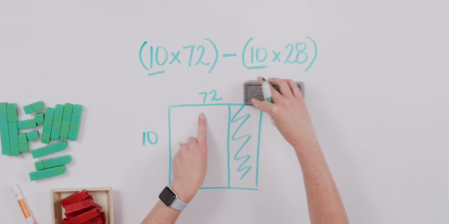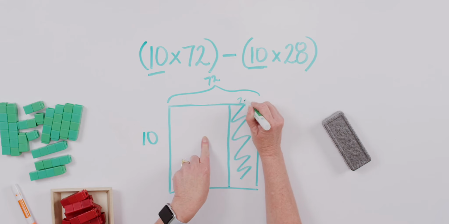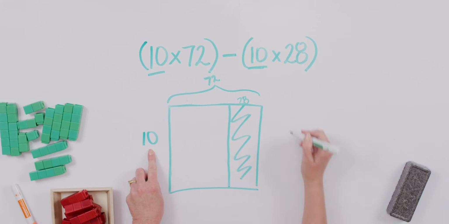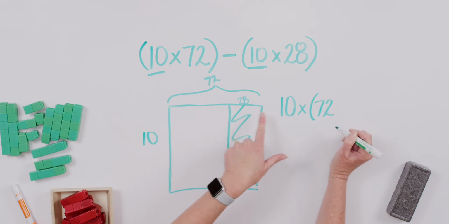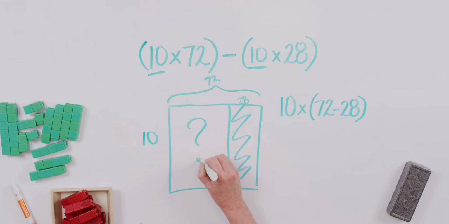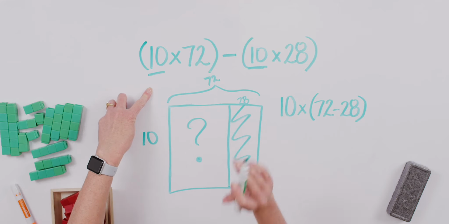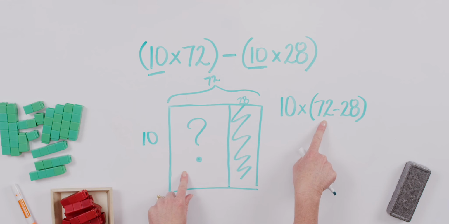Okay, so we know that in all, this is 72. And we also know that this little part right here is 28. So how can I utilize these 2 numbers in this one? 10 times our 72 minus our 28. Okay, do you see that? Because we are looking for this right here. Okay, we're looking for this piece of the puzzle if we were going to evaluate it. So again, we can do 10 times 72 minus 10 times 28, or 10 times our 72 minus 28. You see how that's going to give us the same result?